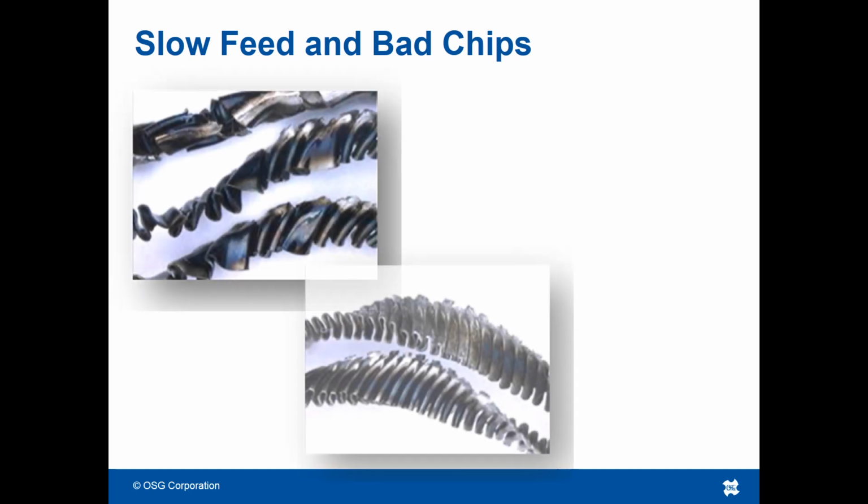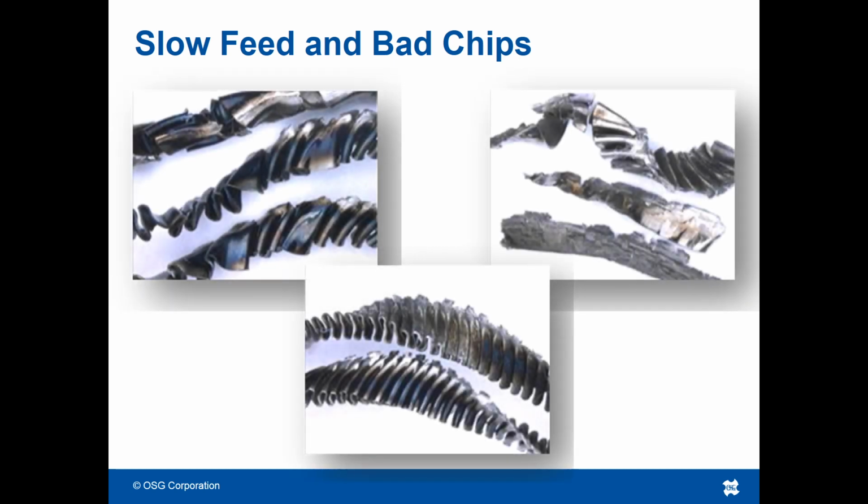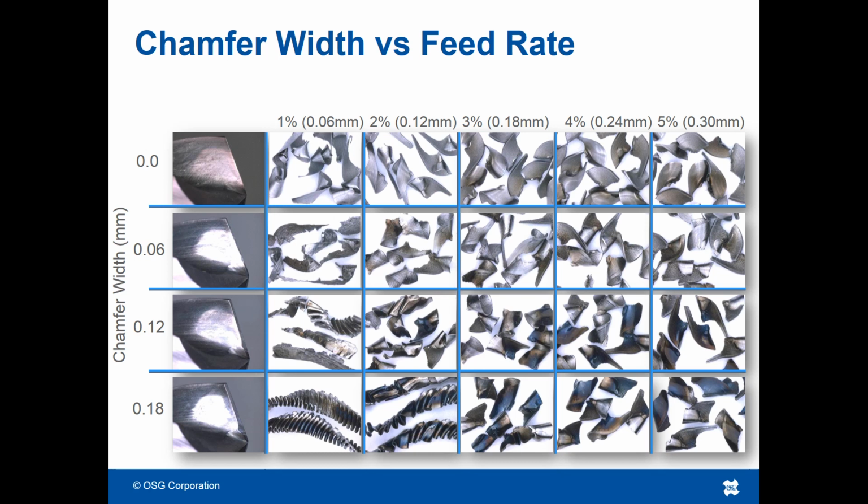In many drilling situations, it is necessary to reduce the drill's feed rate. This is done to encourage better hole accuracy and chip shape, and also to stabilize cutting forces. But sometimes this can result in chips that are long, misshaped, and accordion-like. These bad chips are caused when the feed rate is less than the chamfer width of the drill.